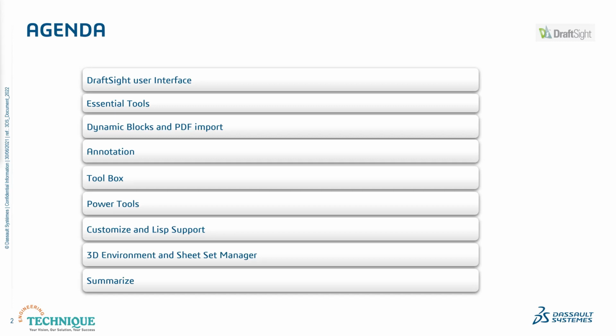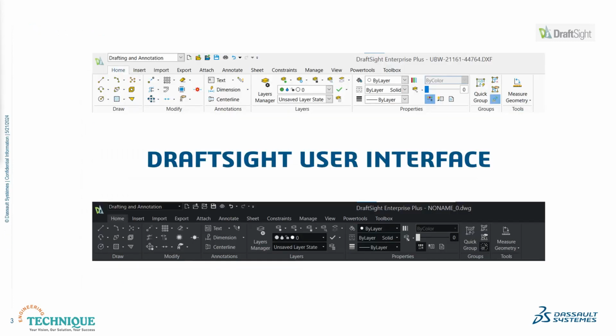We will then customize the application and bring some LISP files into DraftSight. And finally, we will have a glimpse of the 3D environment, the Sheet Stack Manager, and summarize the presentation, which allows us time for question and answer. So let's get started.